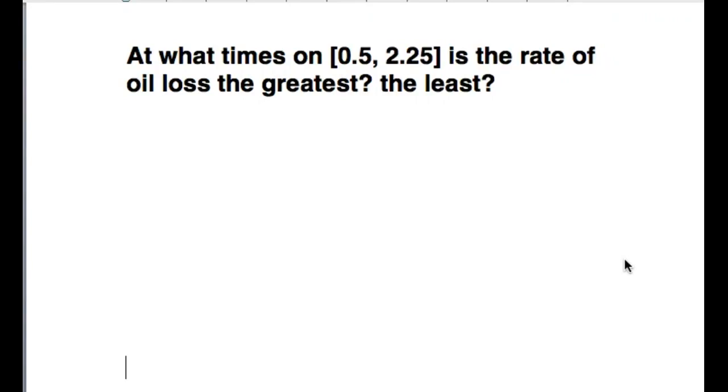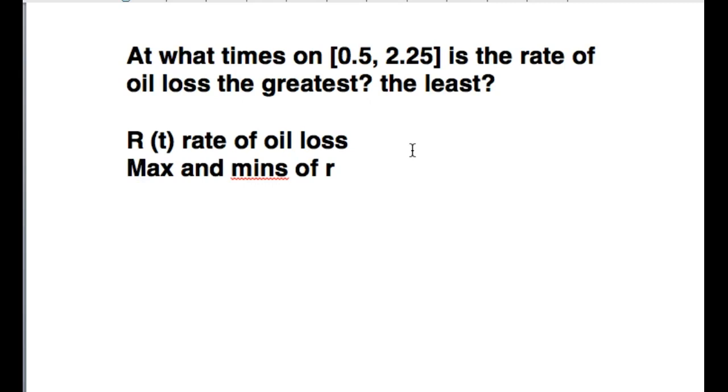So we have a question that says, at what times on the interval 0.5 seconds to 2.25 seconds is the rate of oil loss the greatest and then the least? So if the function that tells us about the rate of oil loss is R of t, and we want max and mins of R of t, then we need to use its derivative, right? Because that's how we find max and mins of a function, by looking at the zeros of the derivative. So we're going to do that using our calculator.